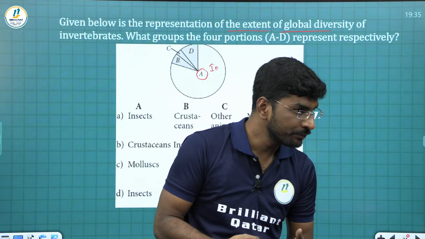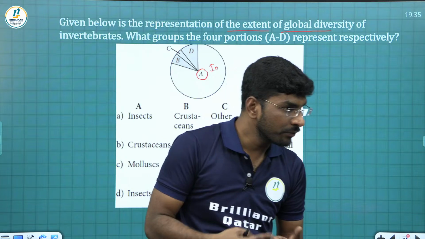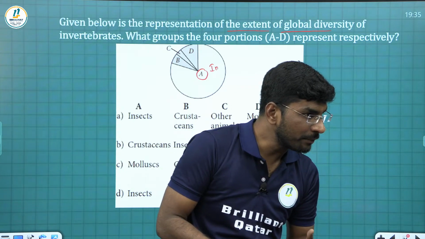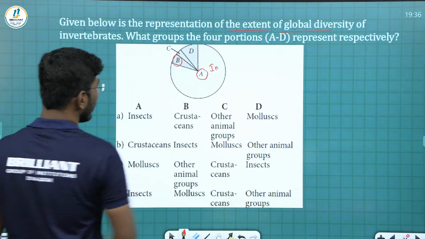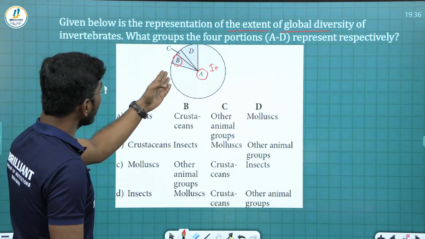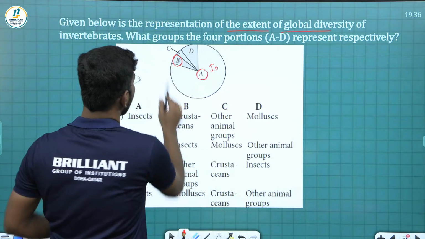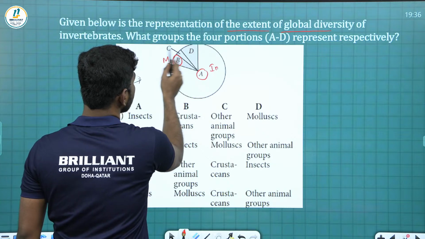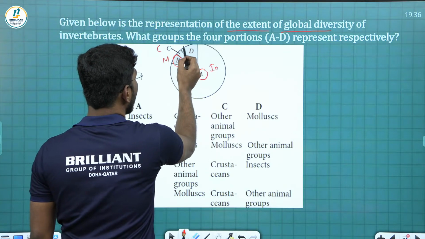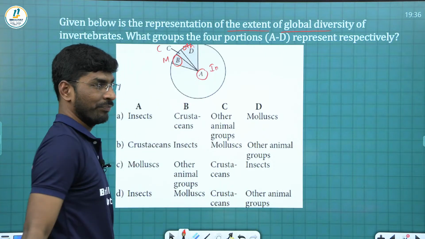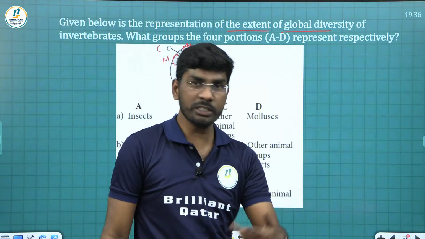Next one is what? Next one, beta. Tell me, what is B? I can write it is insects. After insects, I can go Mollusca. For C, I can write what? Tell me. Crustacea. For D, I can write other organisms, right? So what is the correct answer?